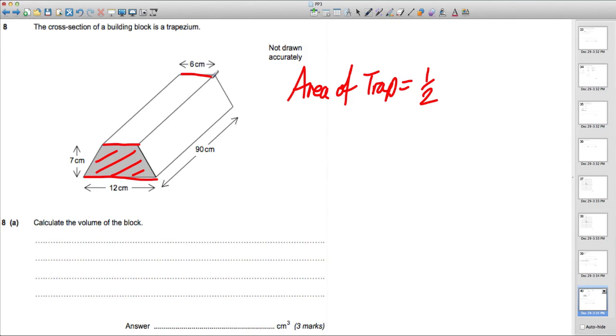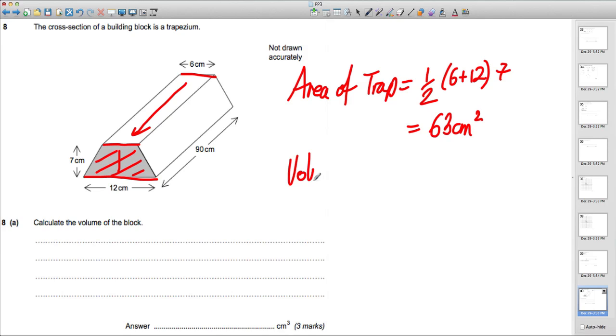That distance must be 6. It's the same as that. So it's a half, 6 plus 12, multiplied by the height, which you're given as 7. Type that in your calculator. So that is 0.5 times 18 times 7, which is 63 centimetres squared.